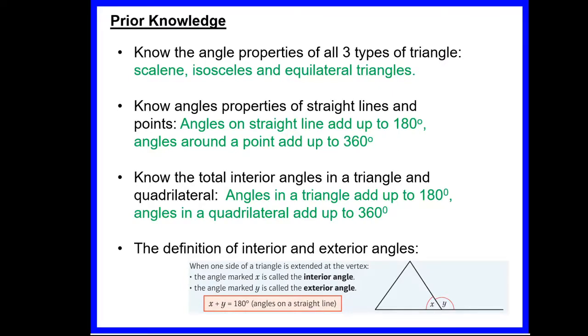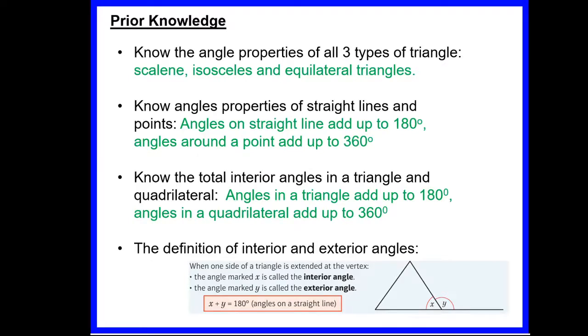So as always then, it's best to check your prior knowledge first before you start this lesson. So you should know the angle properties of the different triangles listed there. You should know the angle properties of straight lines and points, so knowing that angles on a straight line add up to 180 degrees and angles around a point add up to 360 degrees. You should also know the total interior angles in a triangle and quadrilateral. So angles in a triangle add up to 180 degrees and in a quadrilateral they add up to 360.